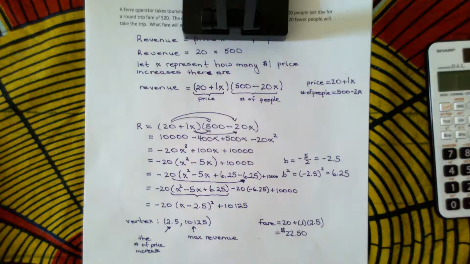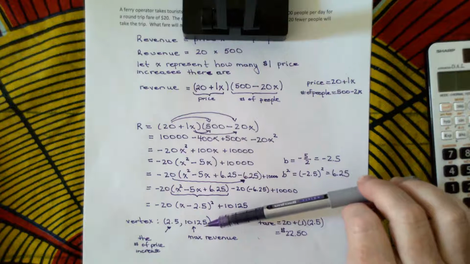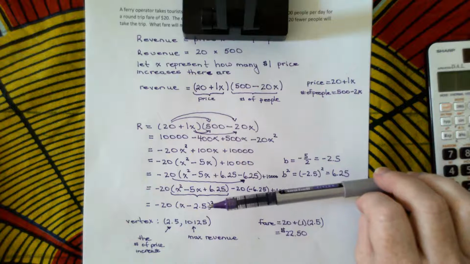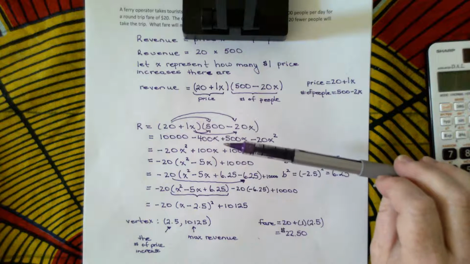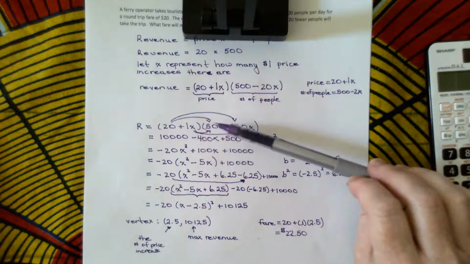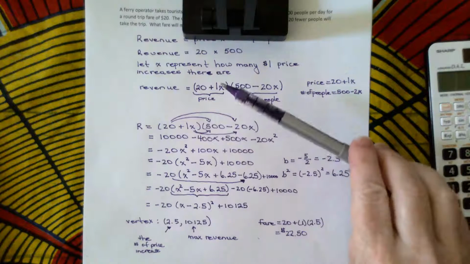So that's pretty much it. Remember, when we're maximizing, we're trying to find the vertex. One of the ways we can find the vertex is to complete the square. We can also use our formula negative b over 2a, or we can actually state the x-intercepts and find the halfway point. So there's many ways to do this, but I just did completing the square.